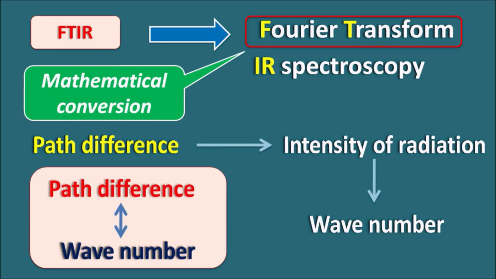This process is controlled with respect to time, so we can accurately measure the wave number of the radiation passing through the sample. That makes the FTIR achieve more accuracy and precision compared with the dispersive IR spectroscopy. Today in this video, let us see the instrumental components and principle behind this FTIR.